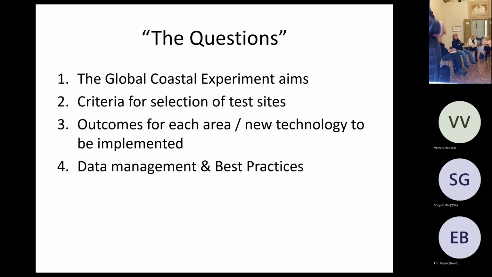So the first question is about the aims of the global coastal experiment, the objectives of the experiment, why we do this, who we do this for. The second one is about the criteria for the selection of test sites. We're not supposed to select the sites today, but to give some criteria which would be the good ones.